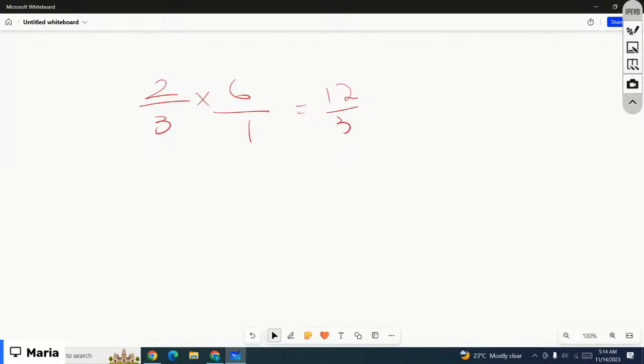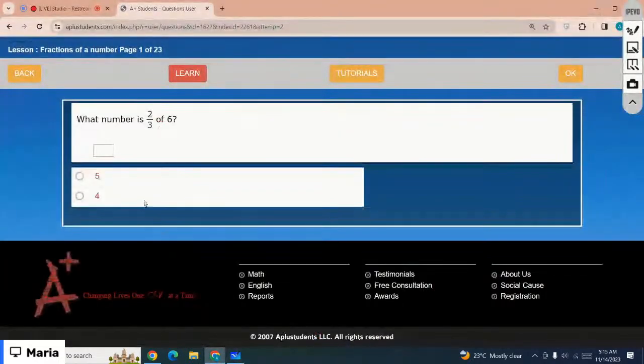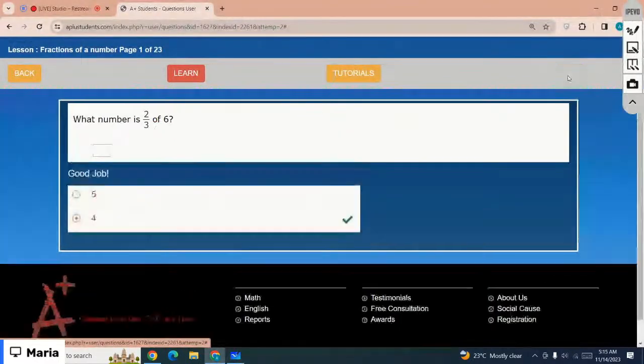Please do not guess the answers. Use your notebook and pencil. Okay, now you have to divide 12 by 3. 3 times what number is 12? 3 times 4 is 12. So the correct option is 4. So 2/3 of 6 is 4. The correct option is 4. No one is using notebook and pencil, I know, because you guys are just guessing the answers.